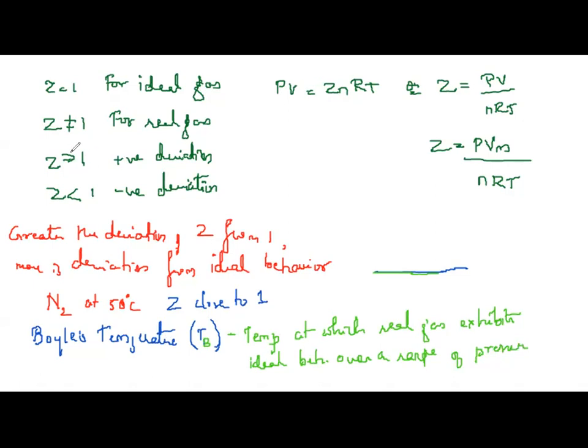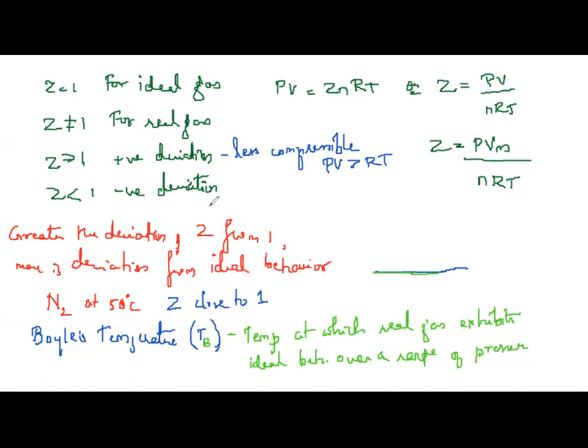If Z is greater than 1, what does it mean? The gas shows positive deviation. It means it is less compressible than expected from ideal behavior. It shows positive deviation, usually at high pressure. If Z is more than 1, it means PV is greater than RT. Correct? PV is greater than RT.